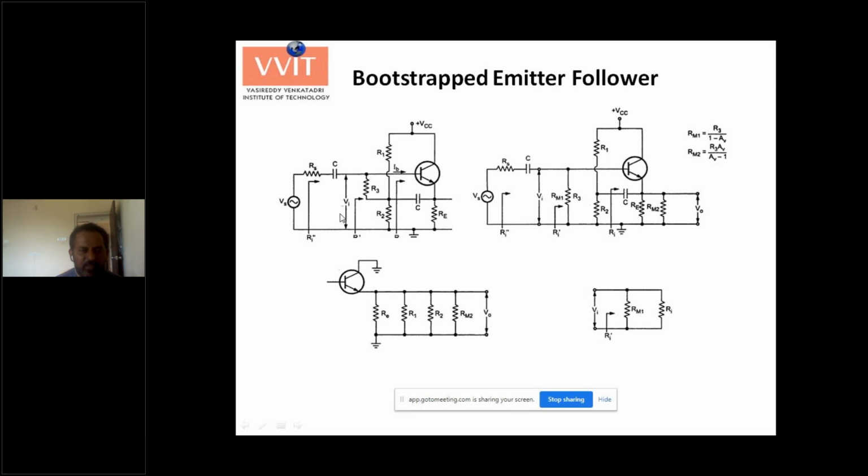Now let us see what happens when an AC signal is applied. Straight away, the capacitor is short circuited. I am not bothered about this. This is also short circuited. Now, what is the situation when the signal is applied? My problem is that I should not have R1 R2 here. During amplification, if R1 R2 are present at the input side, they affect the input resistance. They will reduce the input resistance. So what to do?